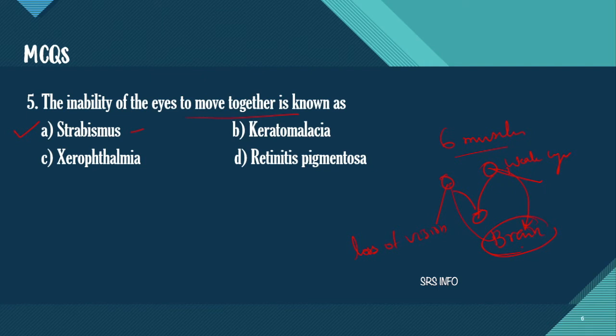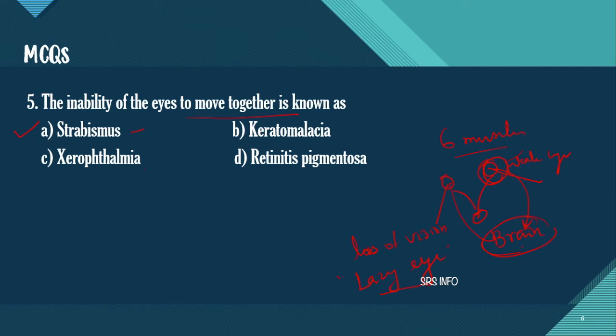This loss of vision, the condition in which one eye has completely lost vision, is known as lazy eye. So strabismus will lead to lazy eye. The inability of the eyes to move together is known as strabismus, and strabismus will lead to the lazy eye condition. And one point to be noticed is that mainly this problem happens at the time of birth. So children are affected by this condition, strabismus.